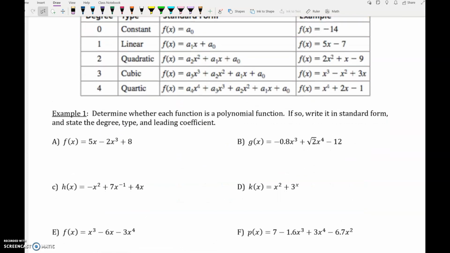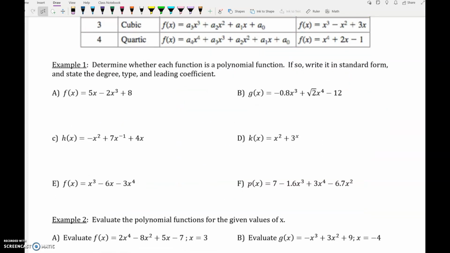So in these examples, we need to determine if it's a polynomial function. We need to write it in standard form, so starting with the largest exponent term and then decreasing. State the degree, the type, and the leading coefficient. We'll talk about the type once we get there. So in this first one, first of all, is it a polynomial or not? I don't see negative exponents. I don't see any i's. I don't see decimal exponents. This looks good. So this one is a polynomial.